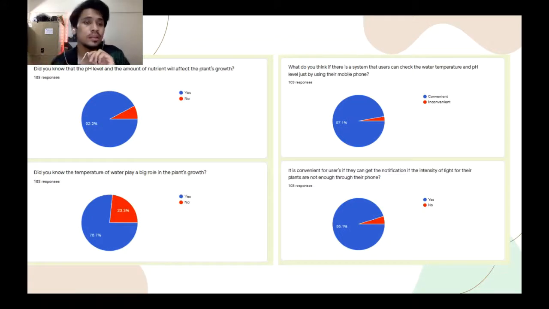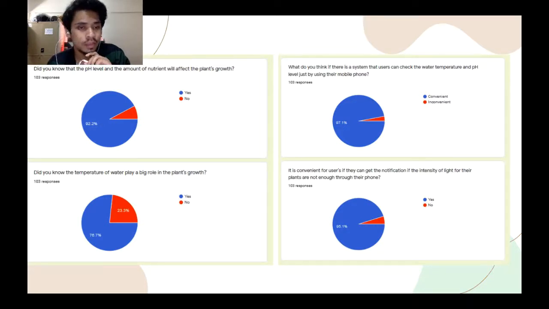So next, did they know that the pH level and the amount of nutrients will affect plant growth? Most of them say yes. And also, what do they think if there is a system that the user can use to check the water temperature and pH level just using their phone? Most of them say convenient, around 97.1%.